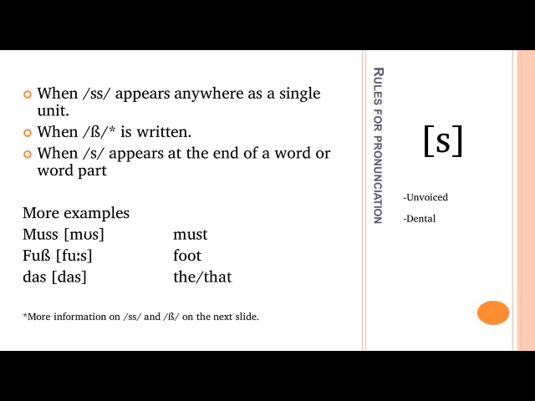So we make the s sound whenever a double S appears as a single unit, whenever the SZ is written, and when S appears at the end of a word or word part. So for example, muss, meaning must, Fuß, foot, and das.